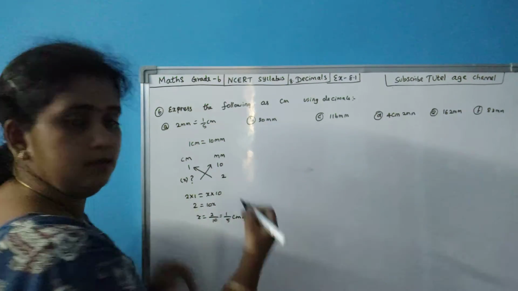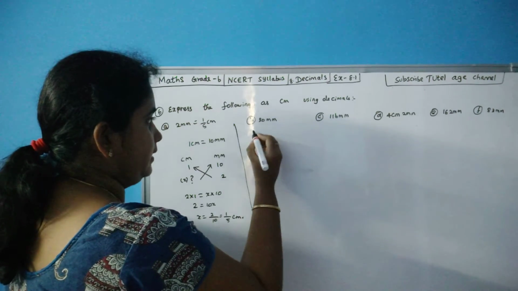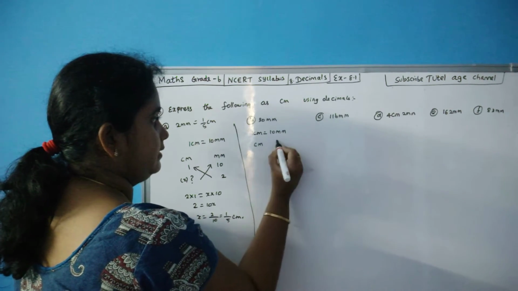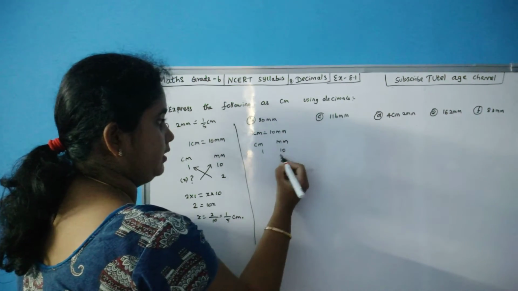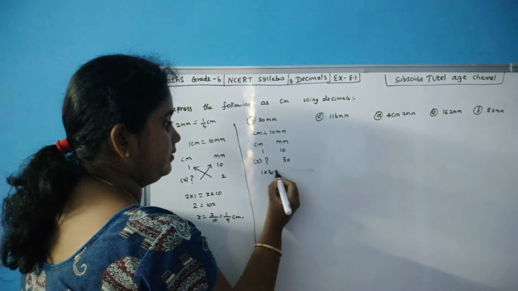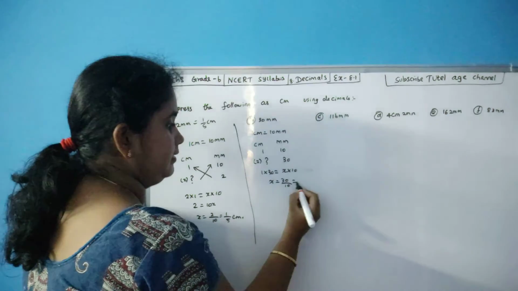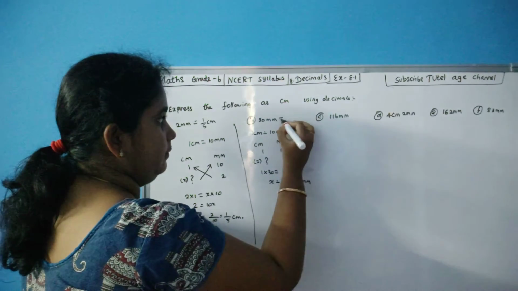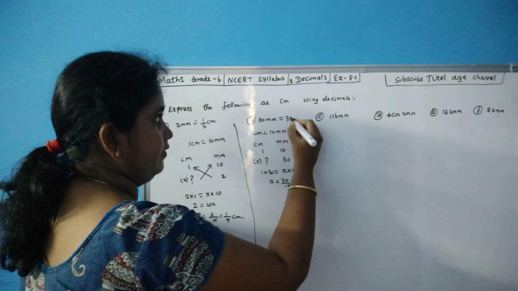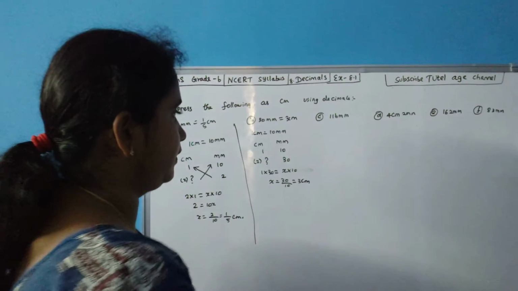Did you understand? Okay. Similarly, all the sums. Now we'll move on to the next sum. 30 millimeter. 1 centimeter equal to 10 millimeter. 30 millimeter is equal to how much centimeter? So 1 into 30 is equal to x into 10. So 30 divided by 10, that is equal to 3 centimeter. We are converting to centimeter. So 30 millimeter is nothing but 3 centimeter. Next sum.